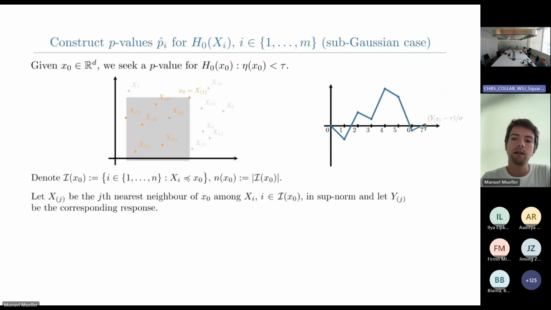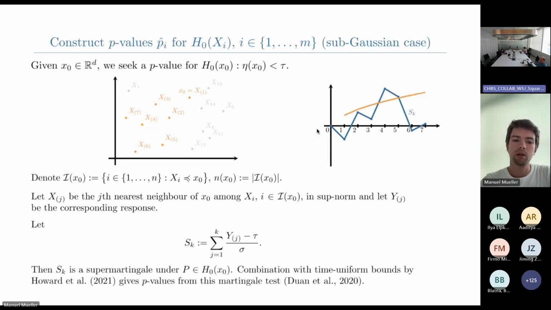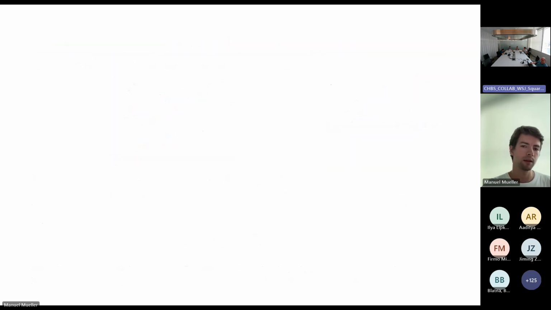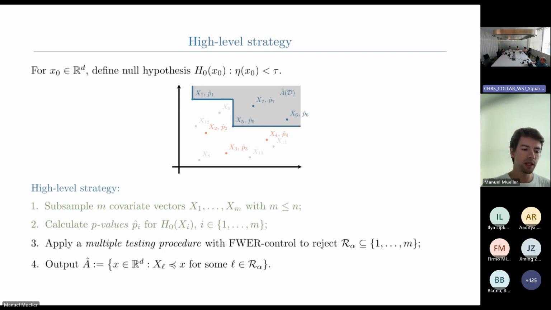But if it has an upward trend, that is an indication that the responses are larger than they should be under the null hypothesis. And so what we can do is look into the literature and use the absolutely fantastic work by Aaditya Ramdas and his co-authors, such as in these references, where we have time-uniform boundaries that this blue martingale should never cross. And so we can invert these boundaries in order to construct a p-value for this null hypothesis without any kind of model fitting. So this is how we calculate p-values.